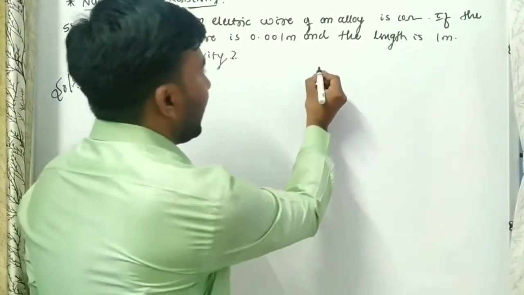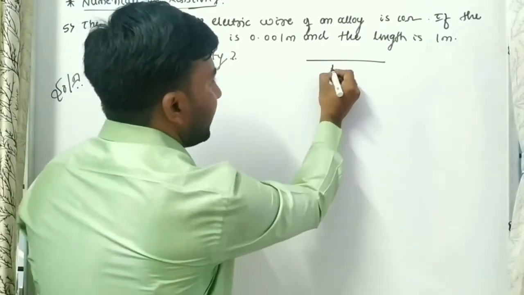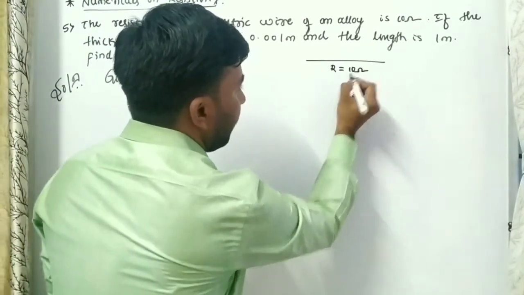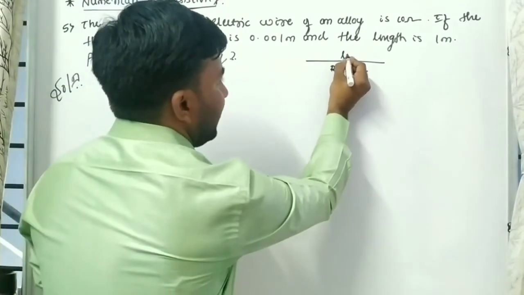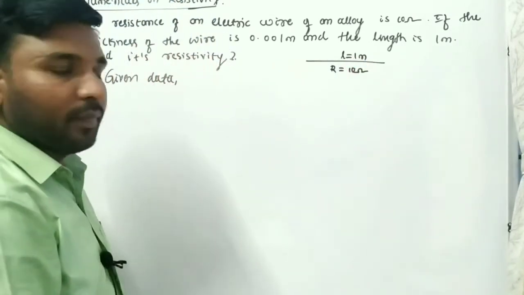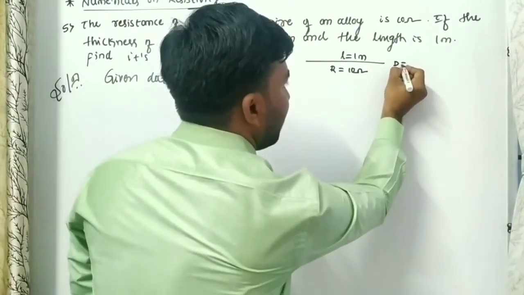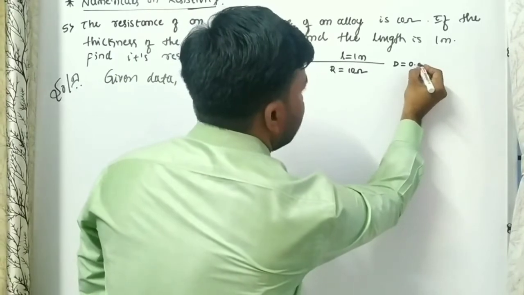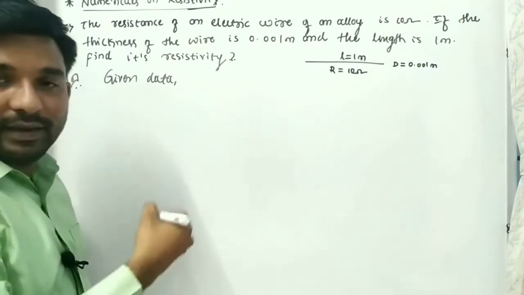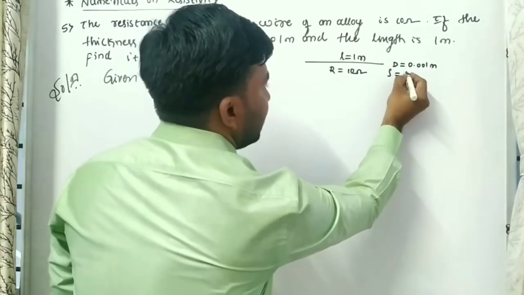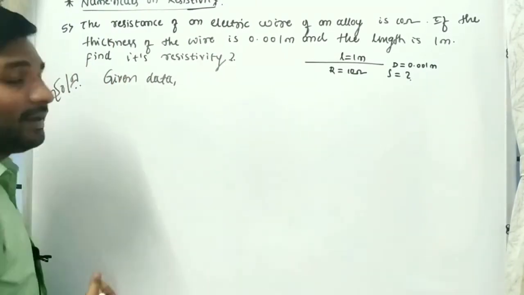So here we have one electric wire of resistance 10 ohm, length is 1 meter, and thickness, in the sense it is diameter, it is 0.001 meter, and we need to calculate its resistivity. So this is just a rough diagram in order to understand. Okay, so let's write the given data.